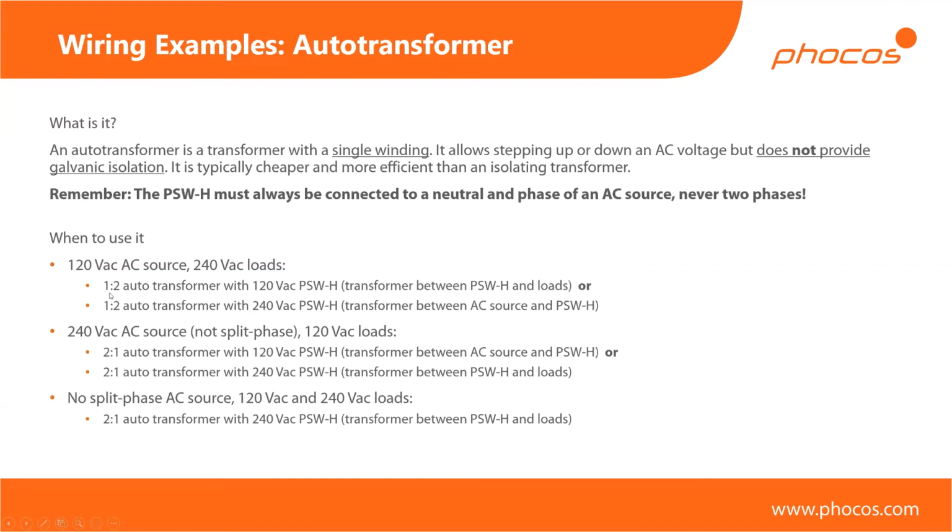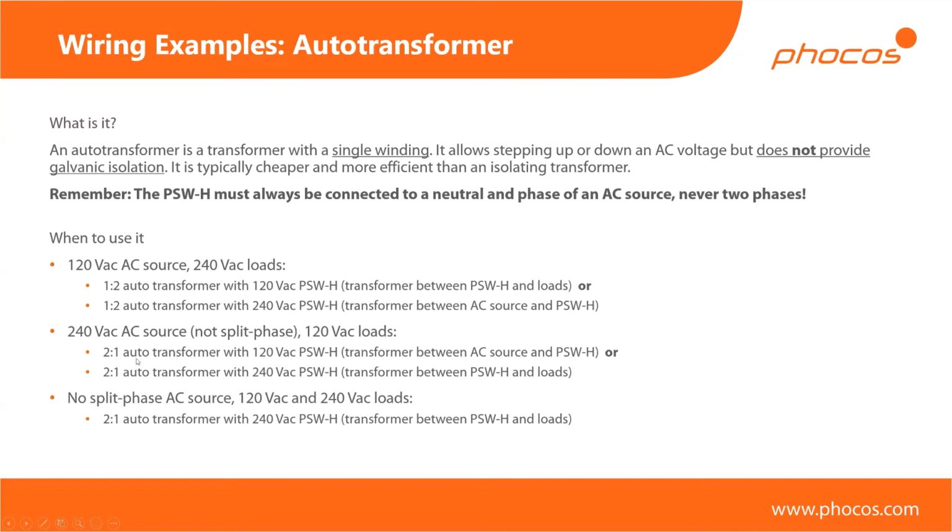Now you can use that ratio of 1 to 2 with a 120 volt PSW-H transformer by putting the transformer between the inverter and your loads. So basically on the AC output side. Or you can use that same autotransformer and use a 240 volt PSW-H, which is going to be a little bit cheaper per watt. And then instead of using it on the AC output side, you put it on the AC input side between the AC source and the inverter itself.